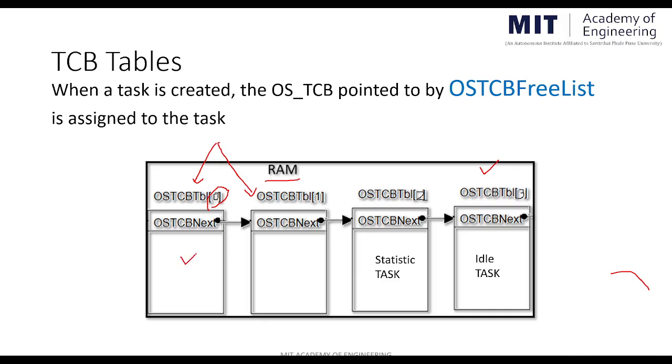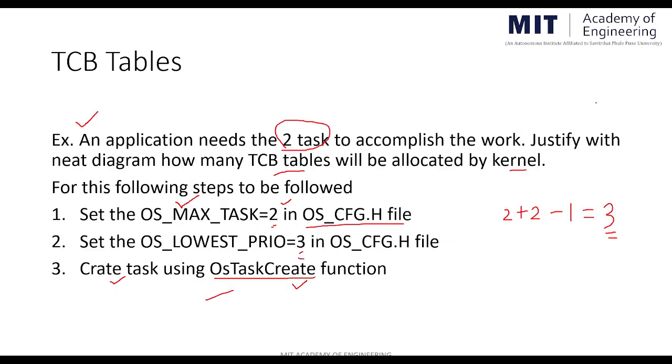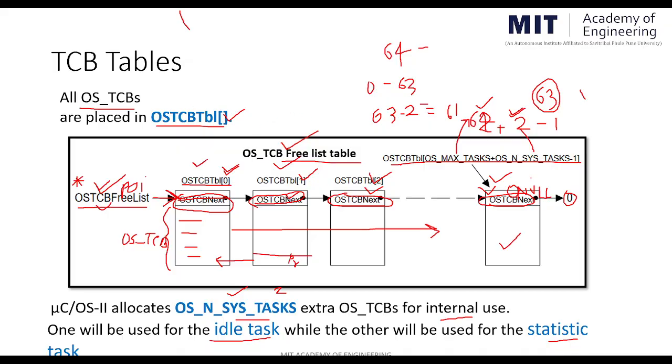So the 0th TCB is for the application task. The first TCB is also for the application task. Then the second TCB will be the statistic task and the last TCB will be the idle task, because the lowest priority task is the idle task and previous to that is the statistic task. So when a task is created, the OS TCB free list pointer is pointing to the 0th TCB. Now the free list will free this table and call that table into the RAM. Again it will free the first table, then the second table, and call them into the RAM, and it will shift the free list pointer to the next TCB which is free in the array.